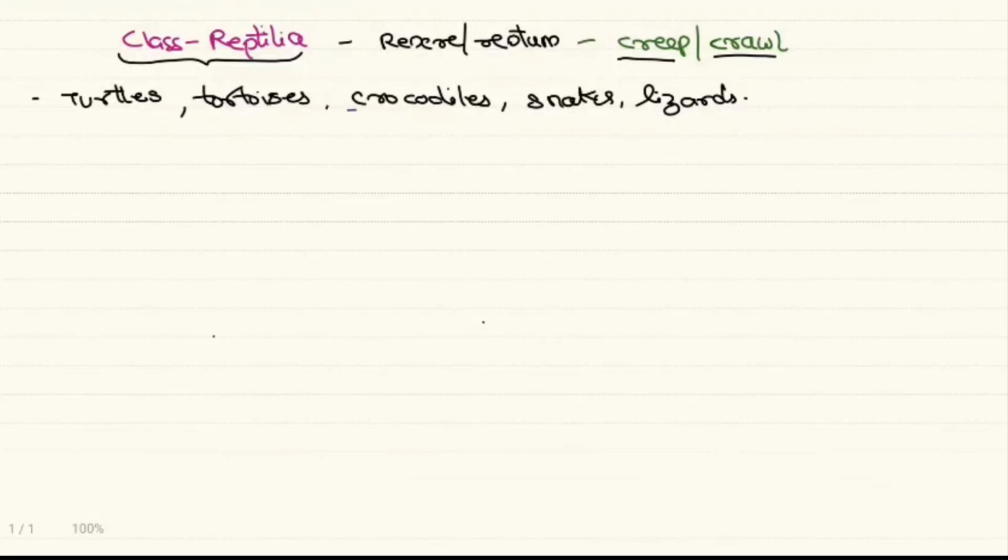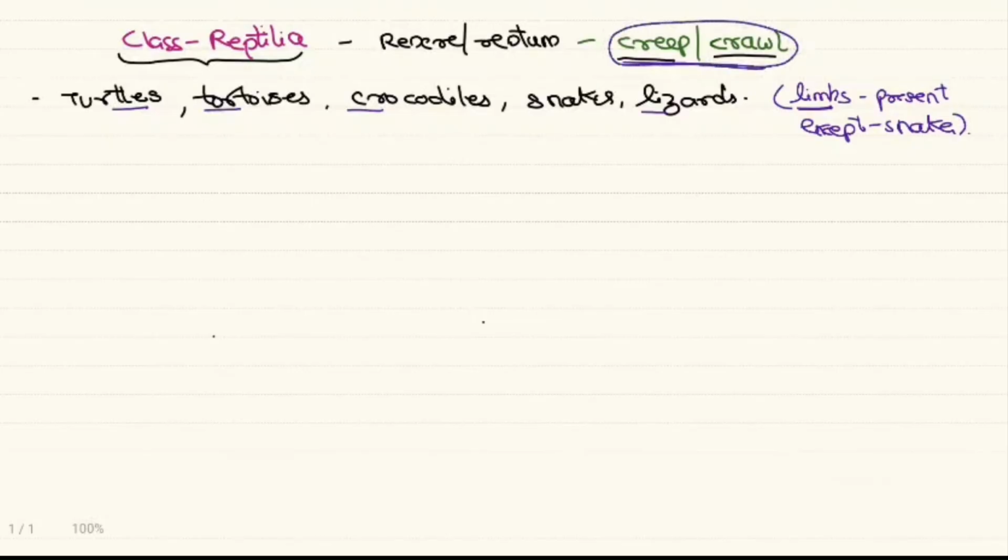You can see all these animals are generally creeping or crawling forms. Even though they have legs, like the crocodiles, the tortoises, the turtles, and the lizards also, still they prefer the creeping form, right? So these are tetrapods where limbs are present, except for the snakes. Even though limbs are present, these animals prefer to creep or crawl. Thus the name Reptilia.